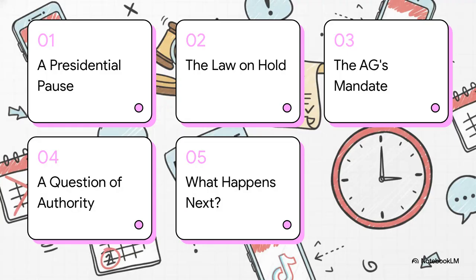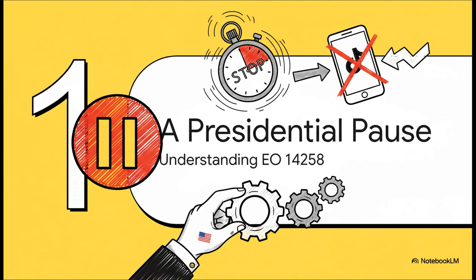Okay, so to break this all down, here's how we're going to walk through it. First, we'll talk about this idea of a presidential pause button. Then we'll look at what it means for the law to be on hold. After that, we'll get into the Attorney General's new to-do list, a big question of authority, and finally the big one, what happens next? All right, let's jump right into Section 1.